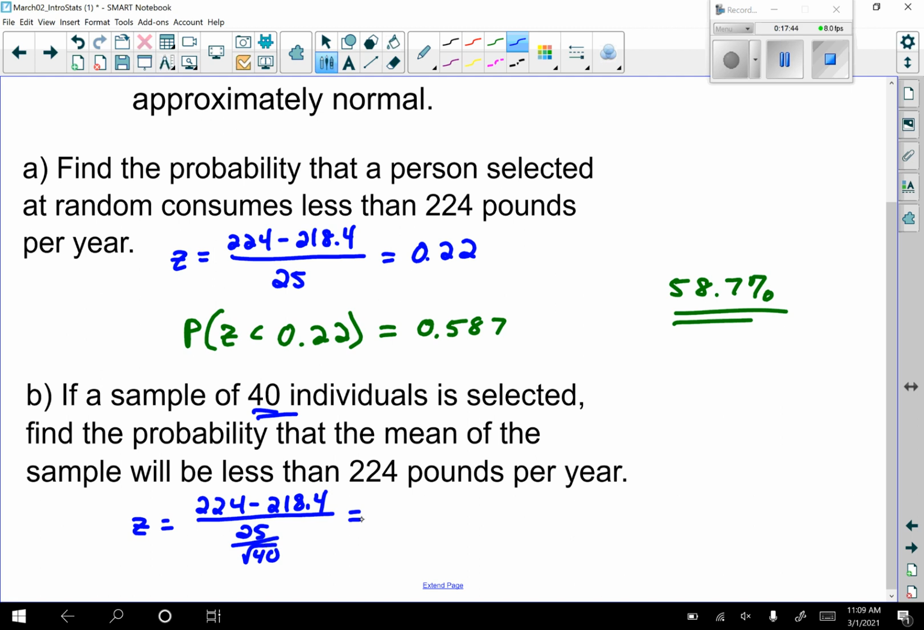The Z value for part B, we should be getting a 1.42. So here we want the probability that Z is less than 1.42. And here we should be getting a 0.922. So we would say 92.2% chance that the mean of the sample will be less than 224 pounds per year. So again, we're looking at an individual data value in part A, and we're looking at a sample of size 40.